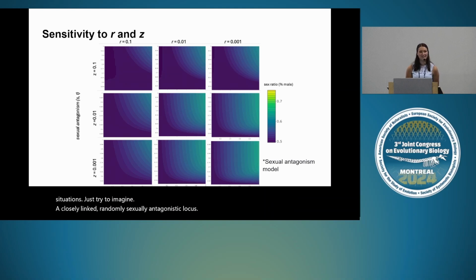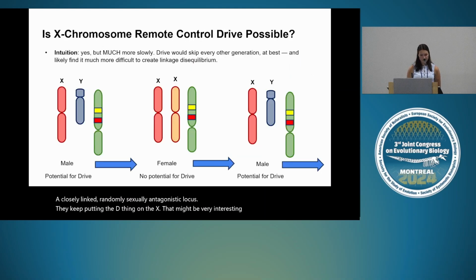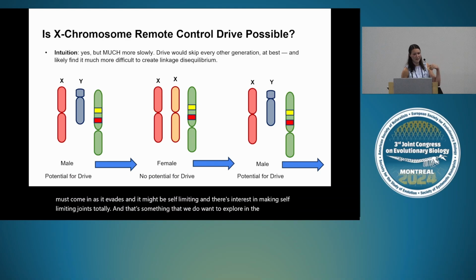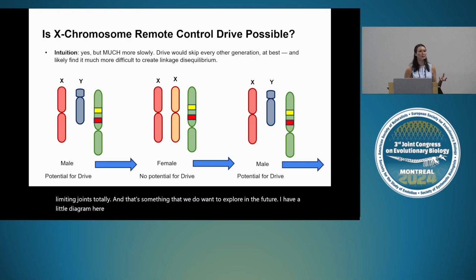Thank you. Can I ask another? If you put the D thing on the X, that might be very interesting because females get less common as it invades, and it might be self-limiting, and there's interest in making self-limited drives. Totally, and that's something that we do want to explore in the future. I have a little diagram here because the problem with trying to make the X drive is that the X doesn't segregate from the Y in females, so it would basically have to skip a generation and would therefore, as you pointed out, be a lot slower.